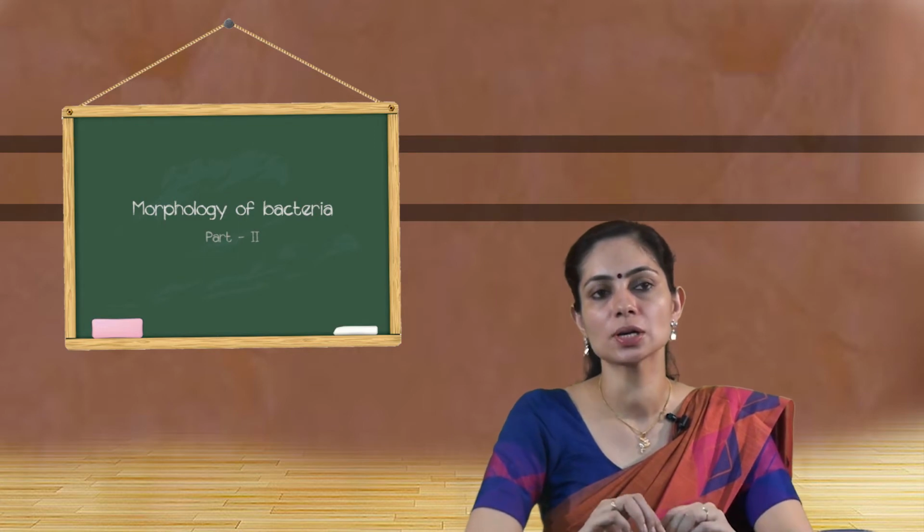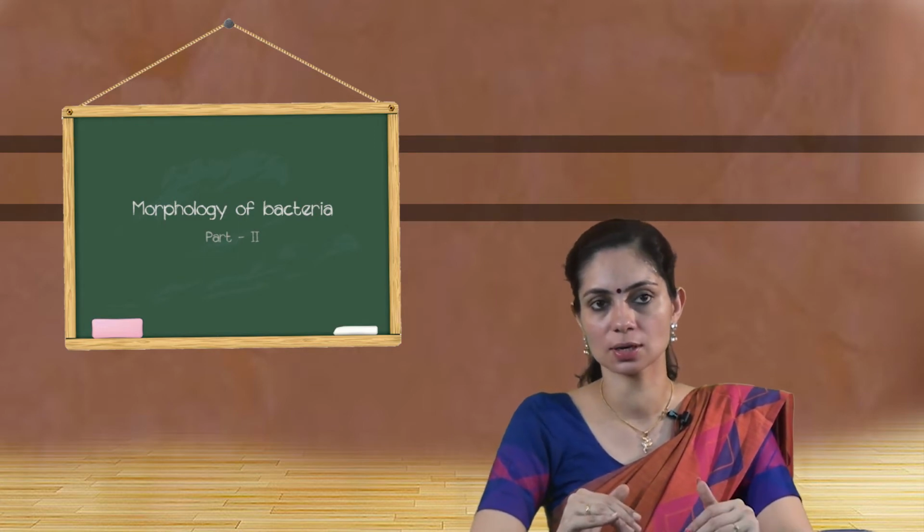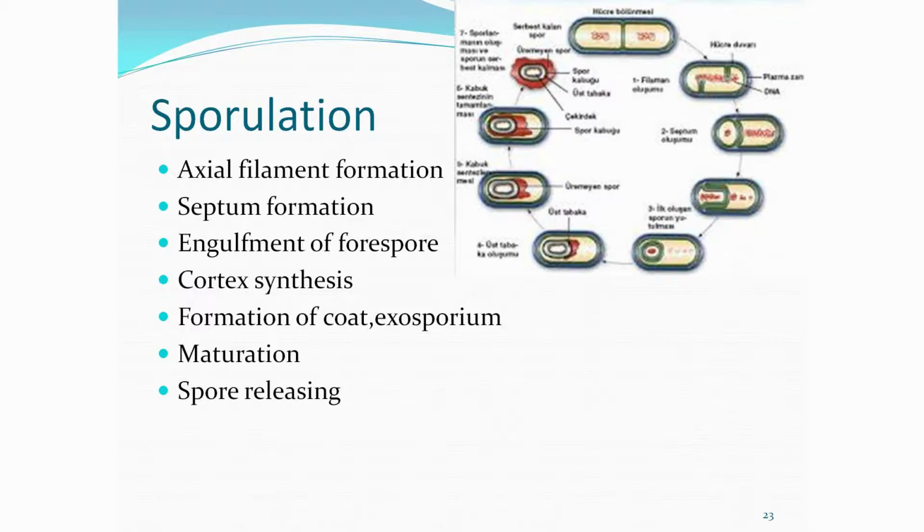Sporulation. Sporulation takes place in 7 steps. From the bacteria, when it goes to the spore stage, it happens through 7 steps. The first step is axial filament formation. A filament is formed, which is the starting stage of sporulation. The second step is septum formation. After axial filament formation, it forms the septum.